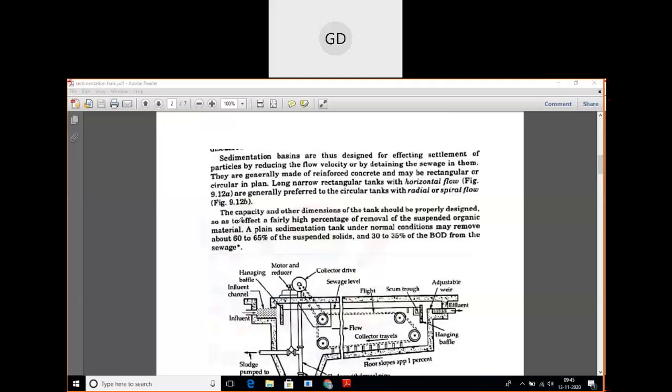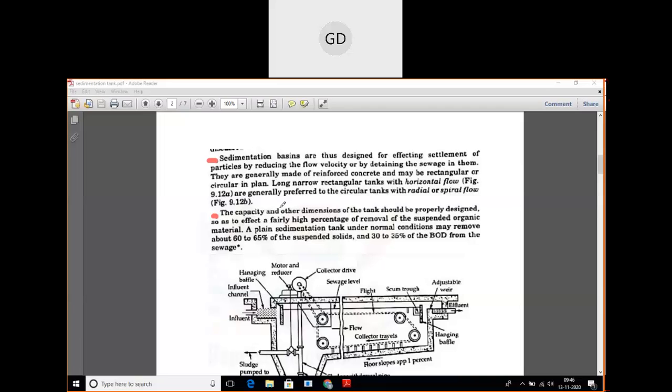Next, the capacity and other dimensions. Sedimentation basins are thus designed for affecting settlement of particles by reducing the flow velocity or by detaining the sewage in them. So these sedimentation basins are designed so that they affect the settlement of the particles. What it does is reduce the flow velocity, or it also detains the sewage in them.